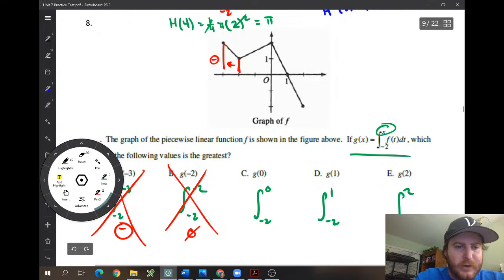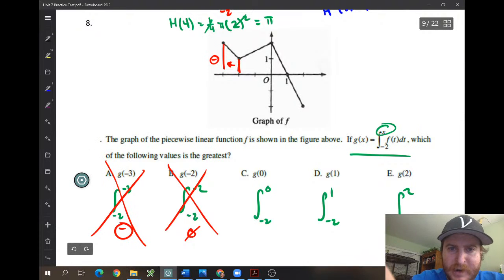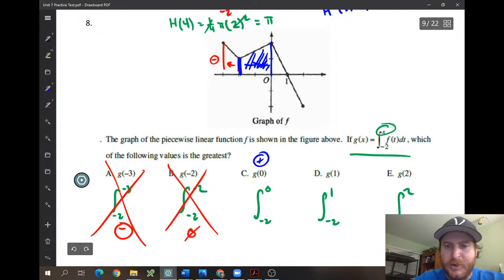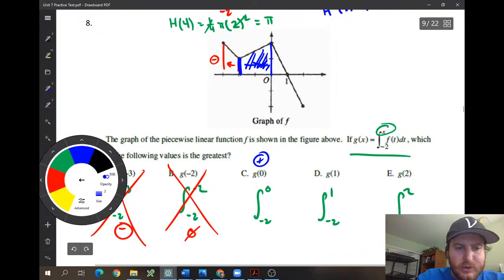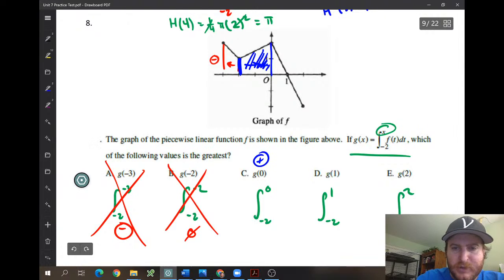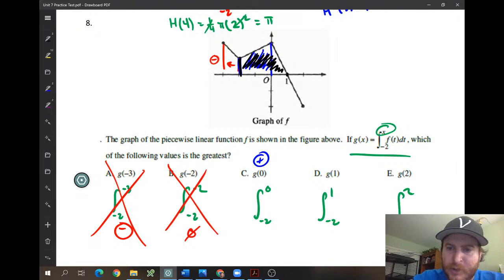Okay. For c, let's use blue. On c, I'm going to start off at negative 2 and go forwards until I get to 0. So this is c, a positive answer. So it could be c. But then d ends up being even more positive. D starts at negative 2 and goes to 1, so it ends up being all that blue area plus that extra area. So d, I'm going to say is even bigger positive.